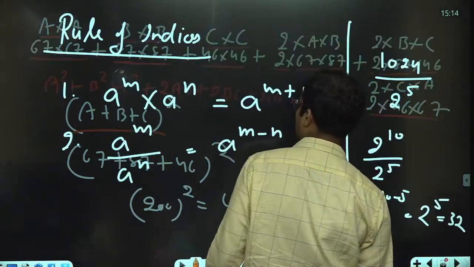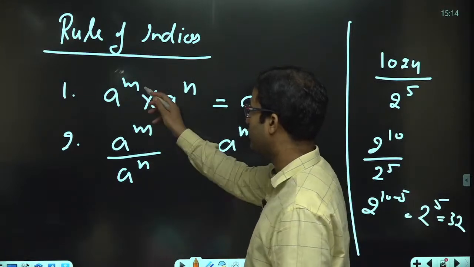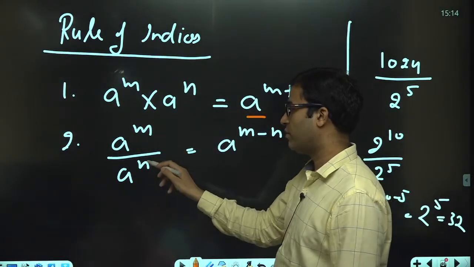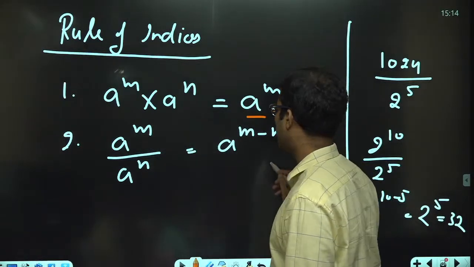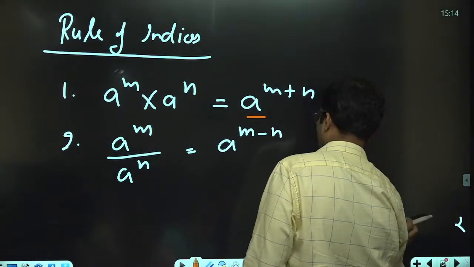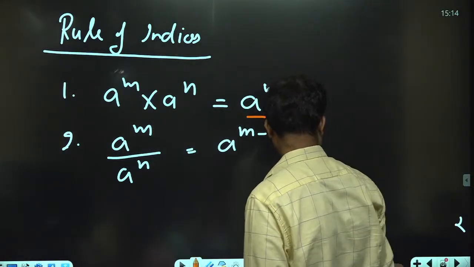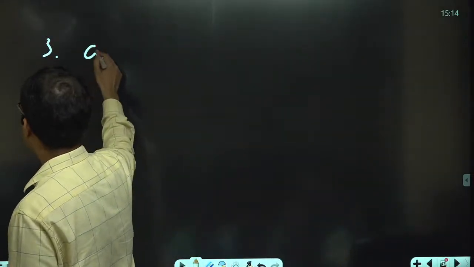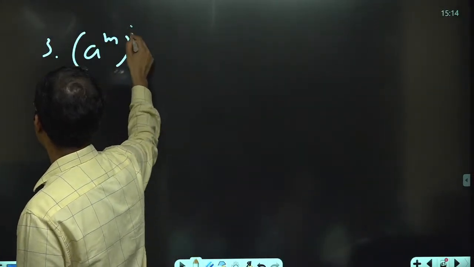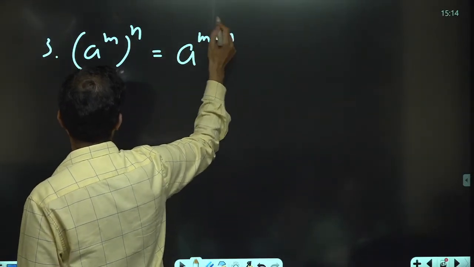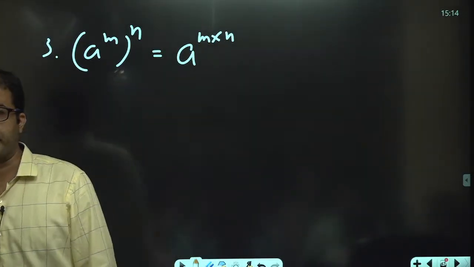Now, rule of indices: a is to power m into a is to power n is a is to power m plus n. A is to power m divided by a is to power n is a is to power m minus n. Third rule: a is to power m bracket n. It will be a is to power m into n. We will have multiplication.